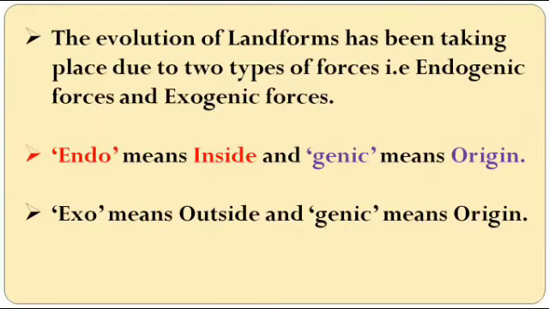The evolution of landforms has been taking place due to two types of forces, endogenic forces and exogenic forces. Let's see what is meant by endo and exo. Endo means inside and genic means origin. Exo means outside and genic means origin. So by the terms we can understand that the study inside the earth is endogenic, and the study outside the earth is known as exogenic forces.